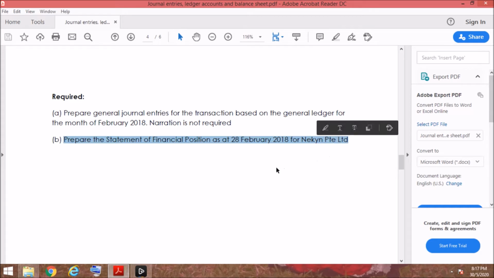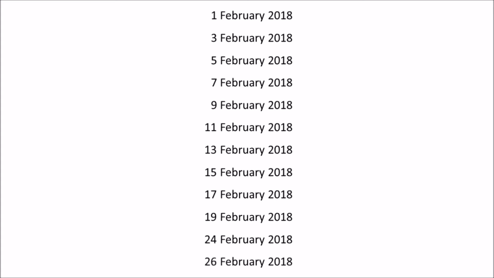Private Limited. We see many accounts and many transaction dates. I would list out all the transaction dates so that I do not miss out any transaction. Here are the dates where a transaction has occurred. 1st, 3rd, 5th, 7th, 9, 11, 13, 15, 17, 19, 24, and 26 February 2018.